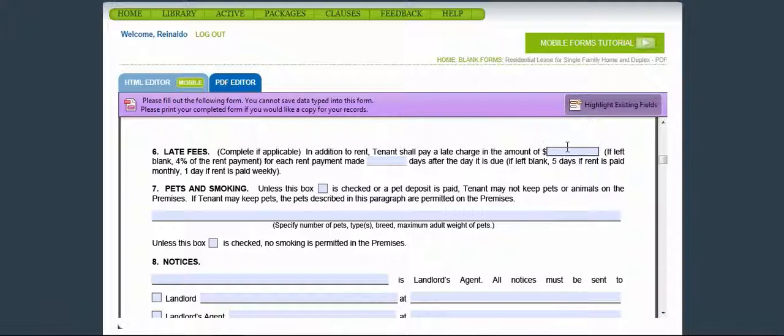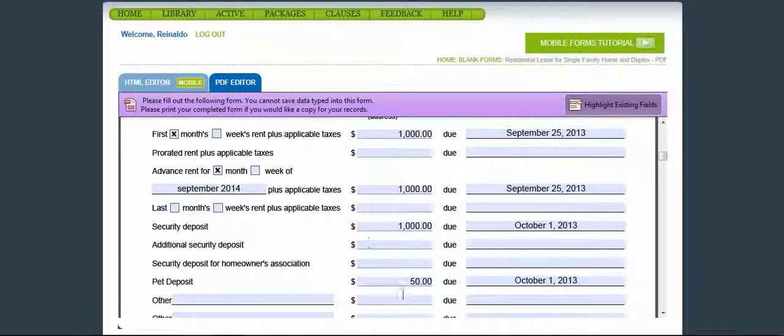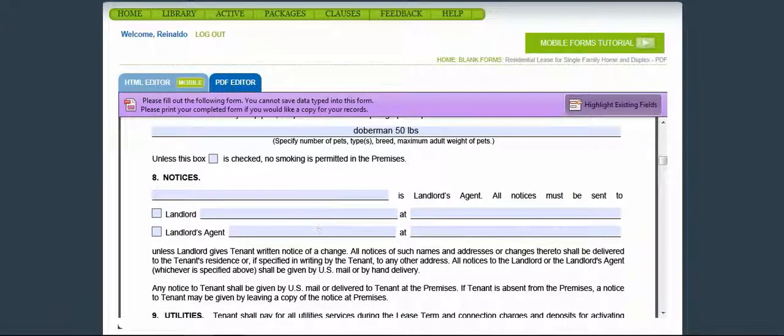Any late fees. Sometimes if there's a late fee, you must determine that in the contract to lease. Well, what is the late fee? 4% of the rent, then that would be $40. If it's paid 5 days after the due date. If you check this box, then you are keeping pets. Okay, specify the number of pets. It could be a Doberman, and you need to specify what you're going to be keeping in there. 50 pounds, etc., etc. So then you need to determine, well, is the pet deposit going to be $50 or not $50? So that's something that you have to agree upon.